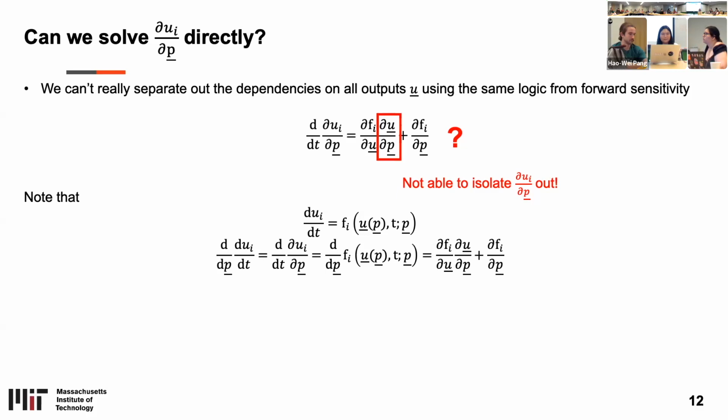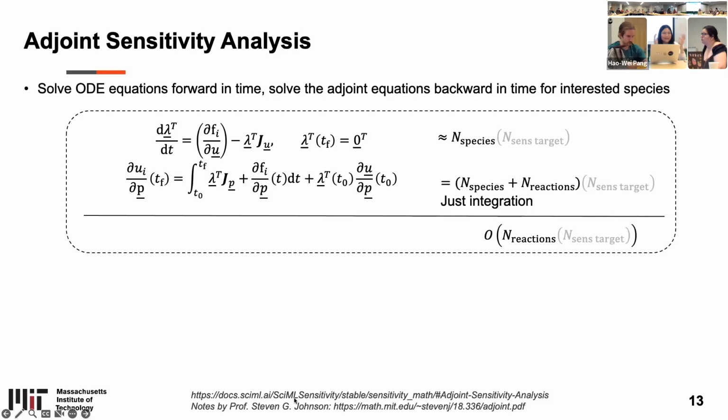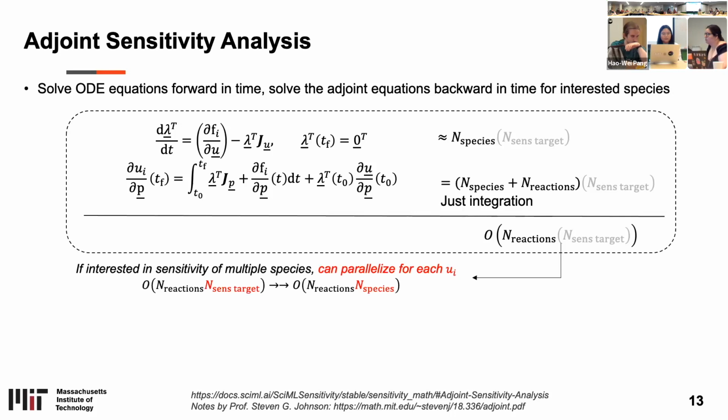Instead, there is an already well-formulated way to do this, which is to solve for adjoint sensitivity. I'm not going to go into the math details. If you're interested in the derivation of adjoint sensitivity, there are many well-documented notes, like by Professor Steve Johnson, one of the legends in our NMT. You can check out that math. But basically, we formulate a system in a way such that you can solve for a much smaller system to get that one sensitivity directly without solving for all sensitivities.